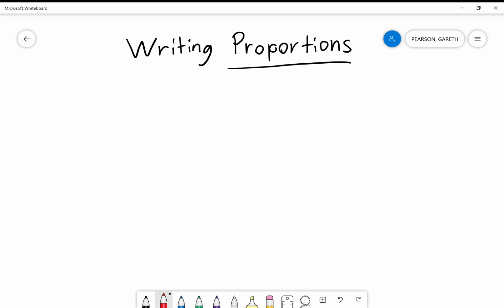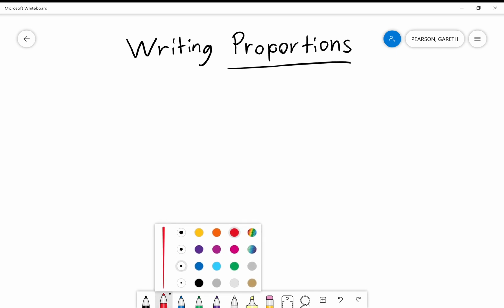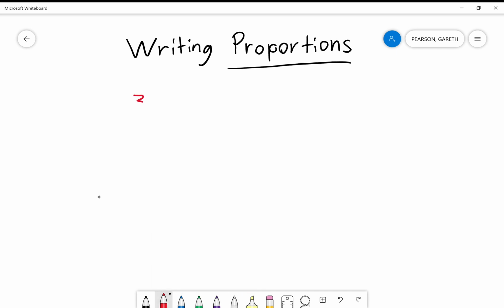Alright, ladies and gentlemen, so let's get to today's lesson, which will be writing proportions. Let's say that you go into a restaurant, and this restaurant is selling burgers. Well, let's say that you can buy 3 burgers for $7. Now, obviously, if you can buy 3 burgers for $7, then 6 burgers would be how many dollars?